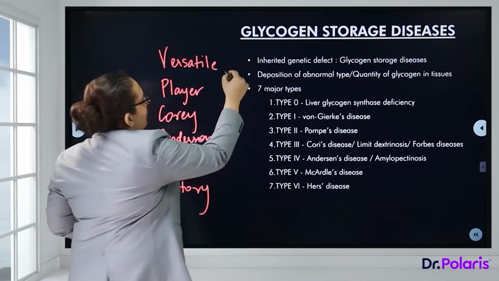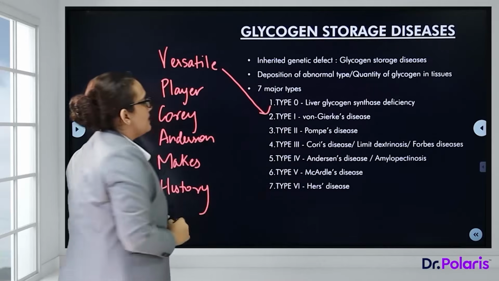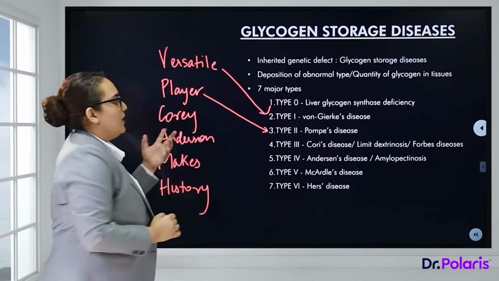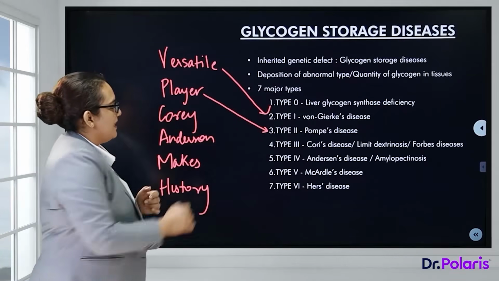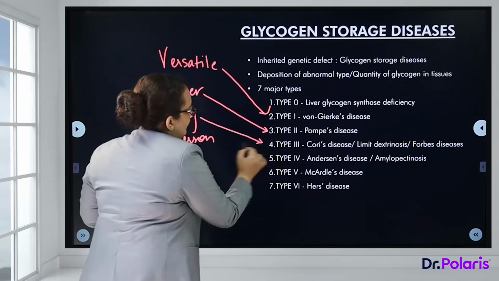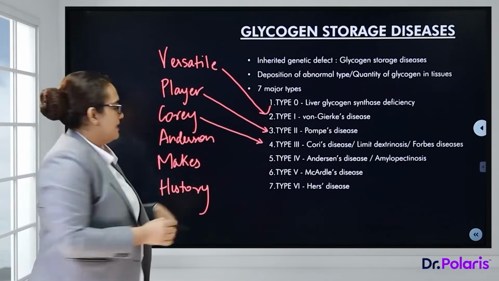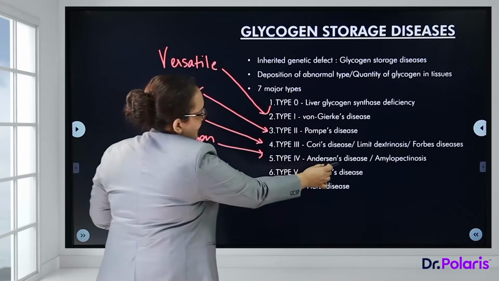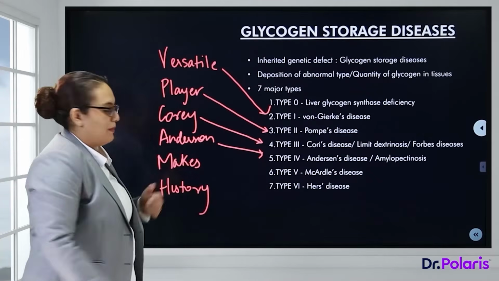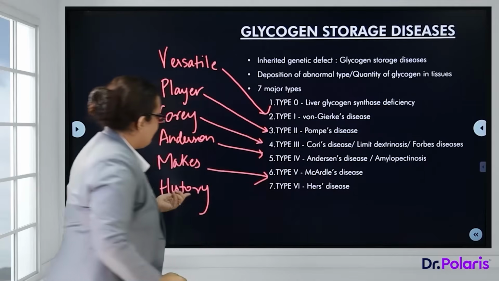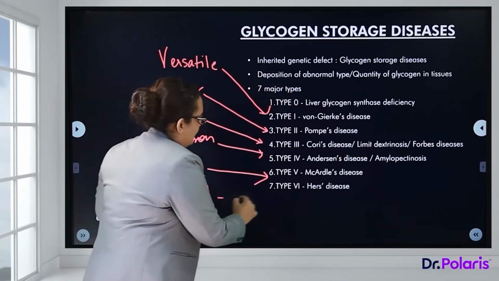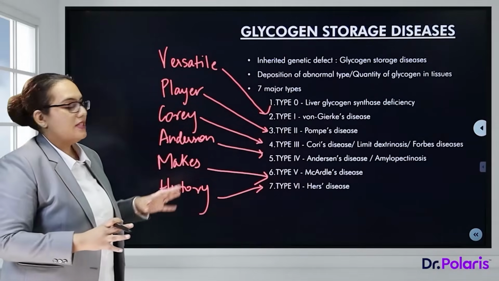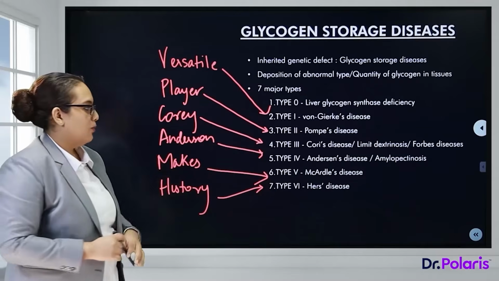So V stands for Von Gierke's disease. P stands for type 2, which is Pompe's disease. Cori is Cori's disease, but make sure you do not make the mistake, it is C-O-R-I disease. Andersen is Andersen's disease, and here the sen is not S-O-N but S-E-N. And then M stands for McArdle's disease. And then finally you have H, which stands for Hers disease. So this is how you can remember the entire glycogen storage disorders by remembering this mnemonic.